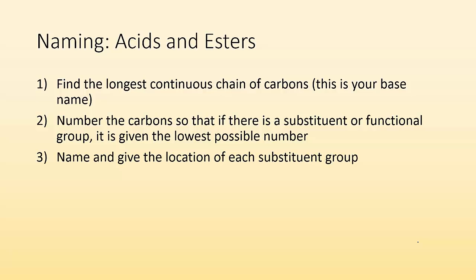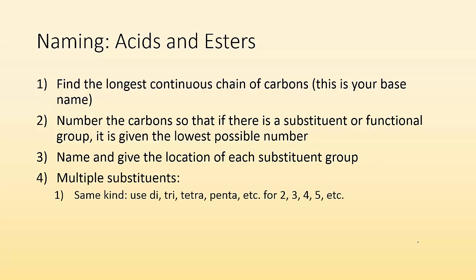So you find the longest continuous chain, you number the carbons so that if there's a substituent or functional group, it's given the lowest possible number. And then you name and give the location of each substituent group. If you got multiple substituent groups that are the same, then you use di, tri, etc. to say how many of them you got. So you got two chlorines, it would be dichloro. And then if you got different ones, then you list them alphabetically.